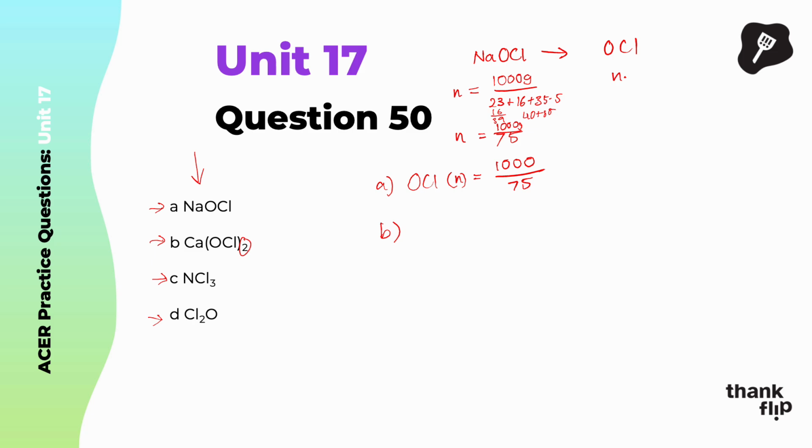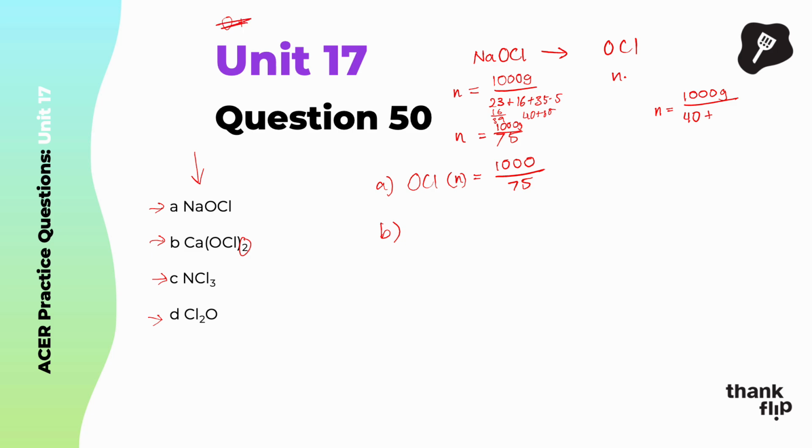And now we have to figure out the number of moles that are going to be produced. So with this one, we're going to have N is equal to 1,000 grams over, we have calcium, which is given to us as around 40, plus 2 of our OCl. So let's just figure out what OCl is together.